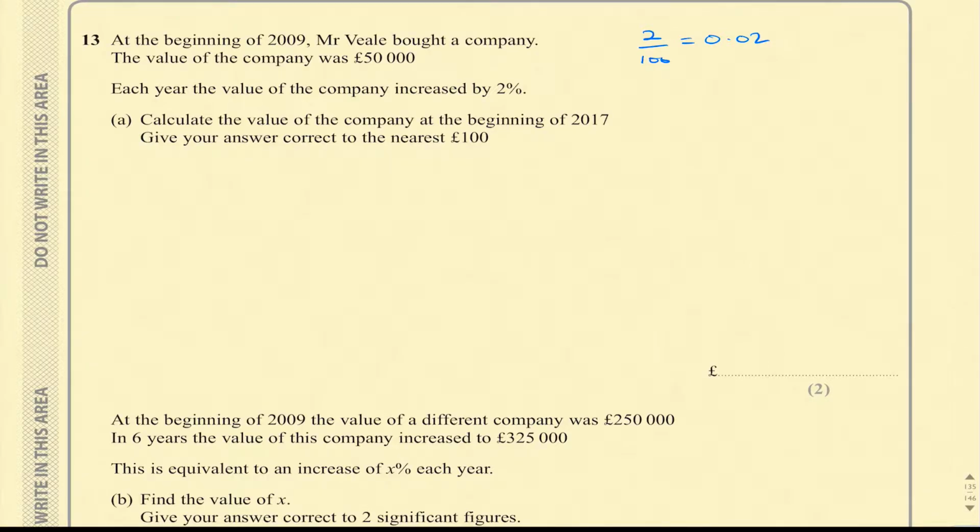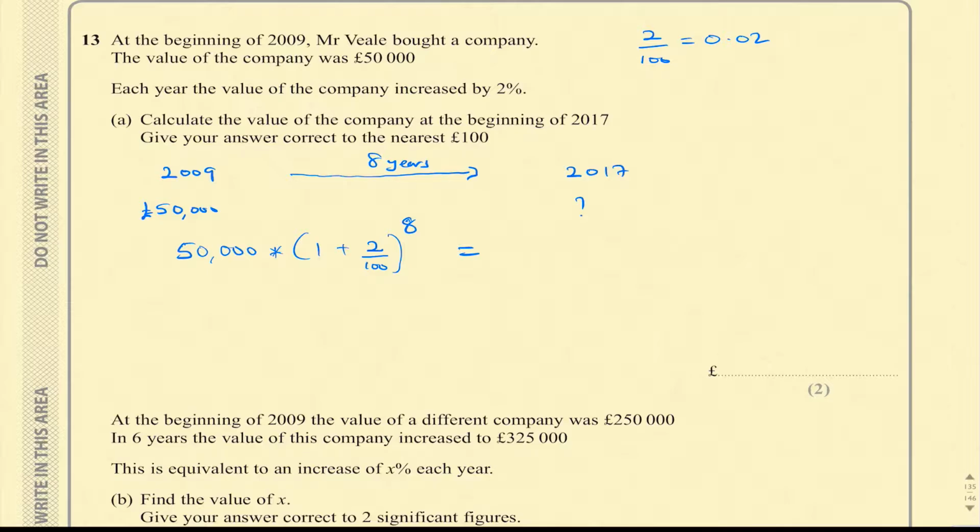Well, in order to calculate the value, we're going from 2009 all the way to 2017. That means altogether, how many years is that? That'll be 8 years. So 8 years, and in the beginning, it was 50,000. We need to find out how much it will be in 2017. We need to use this formula: 50,000, the initial price, times 1 plus the interest, which is 2 over 100, to the power 8, the number of years. So that will become the new price.